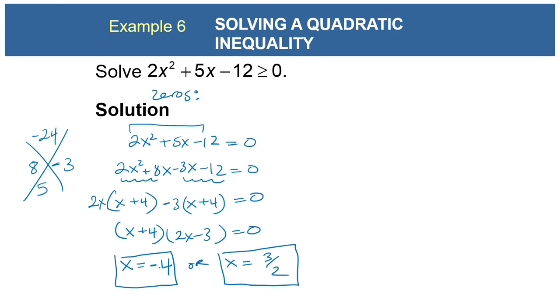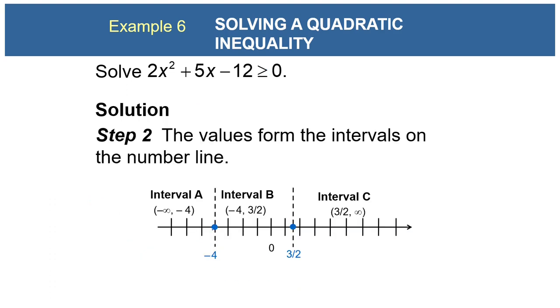Now we'll go to our number line, and we're going to put -4 on the number line and 3 over 2 on the number line. Since this is greater than or equal to 0, I'm going to have to fill in -4 and 3 over 2. These are going to be closed circles because these cause our inequality to be equal to 0. That means this is included in our solution set. So use closed circles for -4 and 3 over 2.